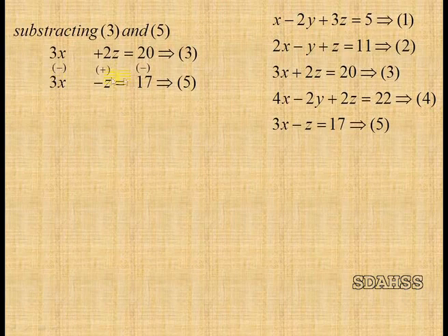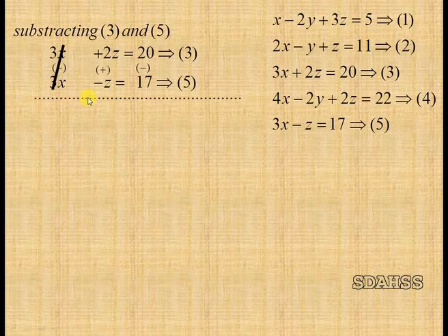Subtract the third and fifth equation. Change the sign. Plus 3x minus 3x cancel. Now we have 2z plus z, 3z is equal to 20 minus 17. 20 minus 17 is 3. So we have 3z equal to 3.